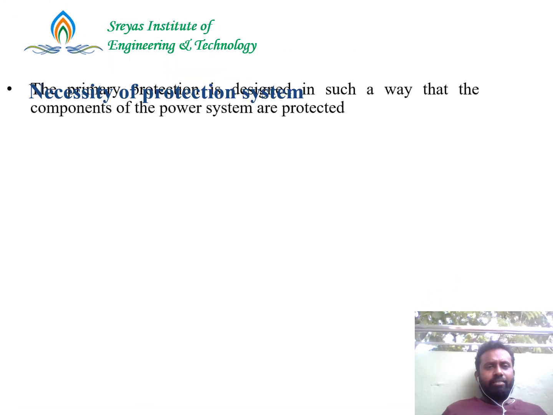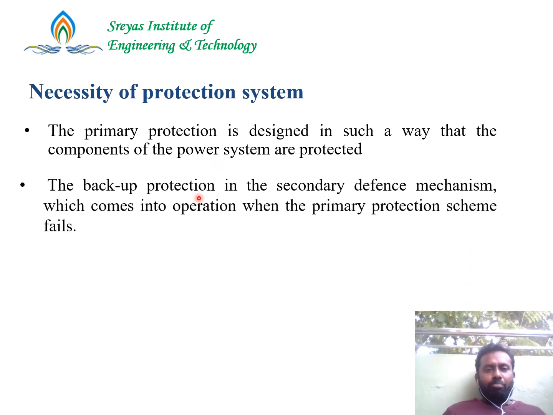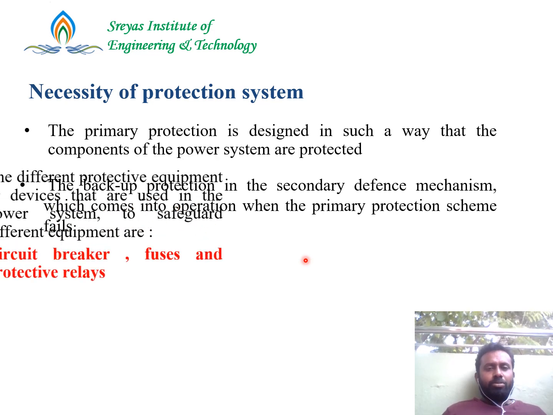Necessity of protection: the primary protection is designed in such a way that the components of the power system are protected. Backup protection is the secondary defense mechanism which comes into operation when the primary protection scheme fails. Whenever we want to isolate or protect the system, if the primary protection system fails, then we'll have some backup protection in the secondary defense mechanism.